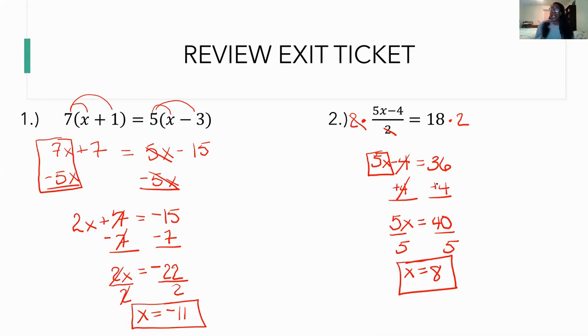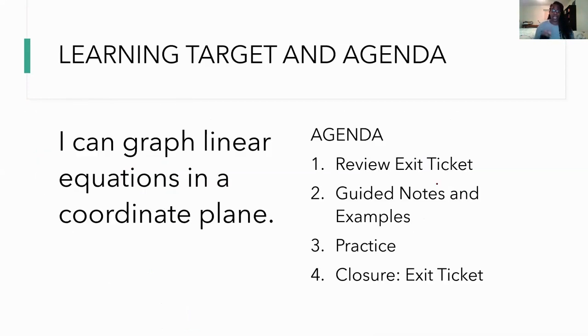So let's get into today's target and today's agenda. You should be saying to yourself, I can graph linear equations in a coordinate plane. And if you remember, a coordinate plane was those two number lines intersecting at one point called the origin, okay? So we talked about those, all right? We already reviewed the exit ticket. We're going to look at some guided notes, do some practice, and then close out with another exit ticket.